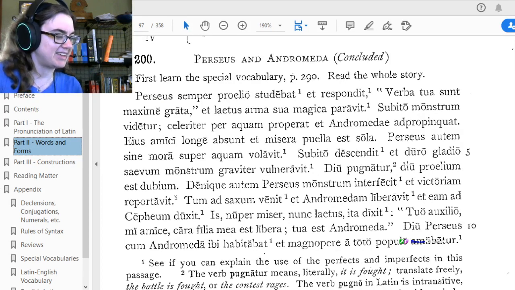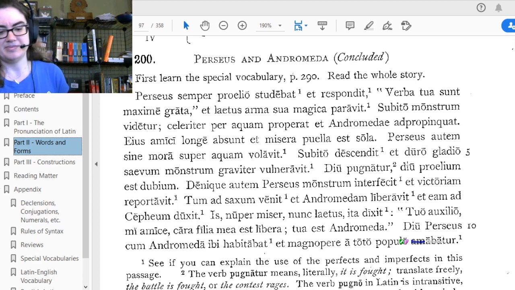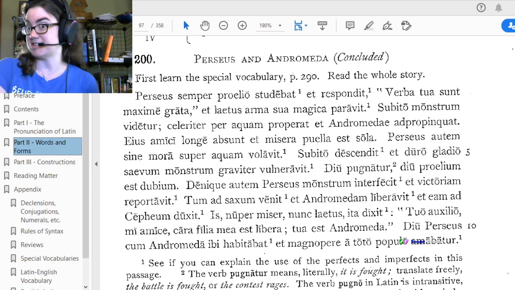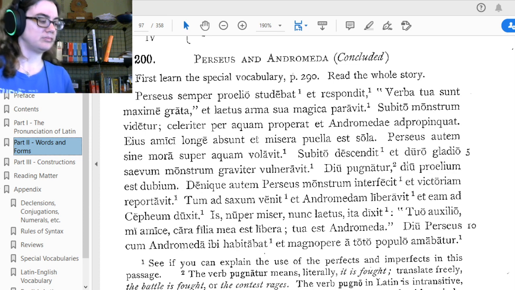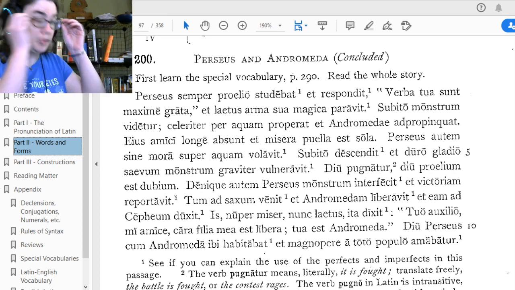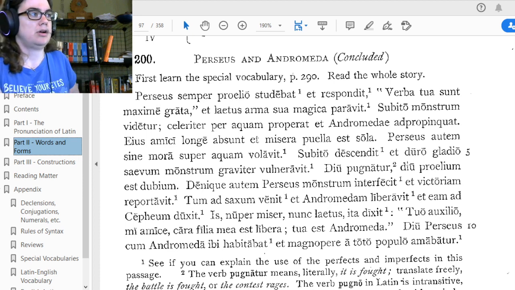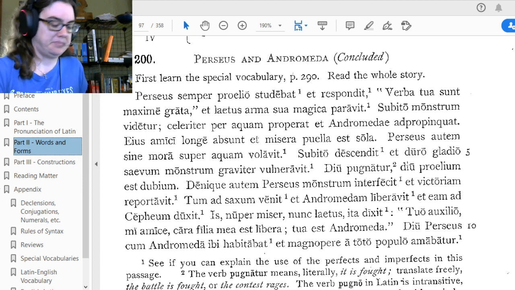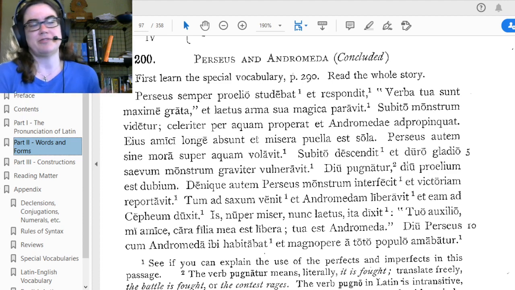Possum, exactly. Yeah, so datum, as you know, is the singular of data. And possum means to be able. Well, okay, possum means I am able, from the verb to be able. It's a very important verb. All right. So Perseus and Andromeda concluded.